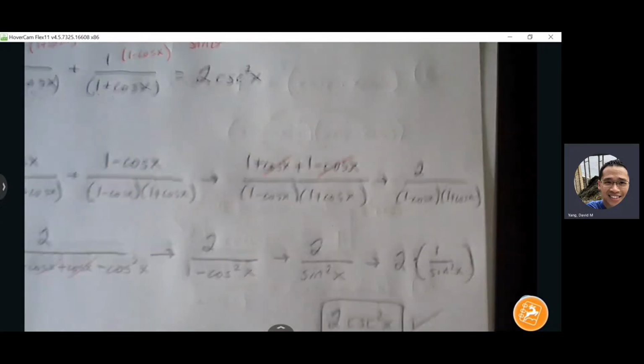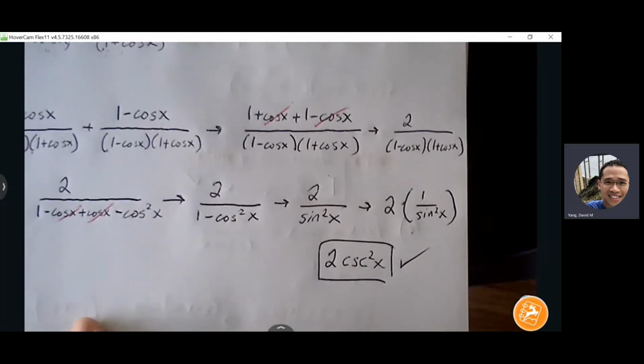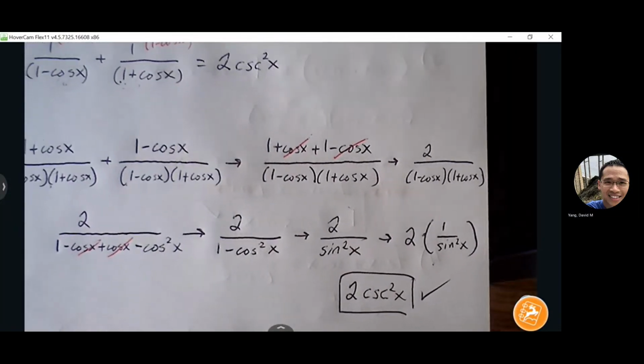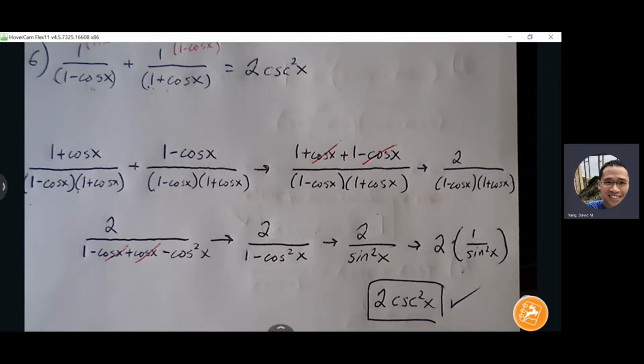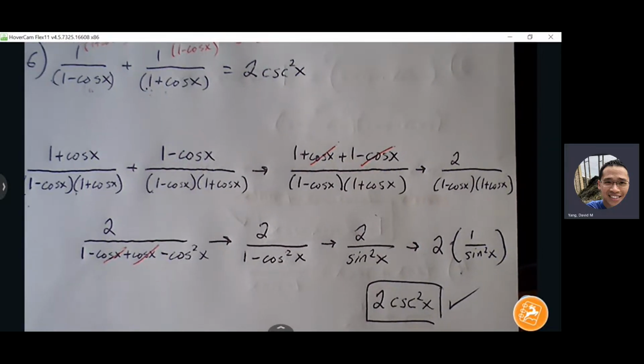That's like the bottom left step. How'd you get there? 2 over 1 minus cosine x plus cosine x minus cosine squared x. Okay, so you mean from here to here? No, how'd you get to the one on the bottom left? Oh, okay, so I foiled it out. I expanded, distributed the parentheses through.